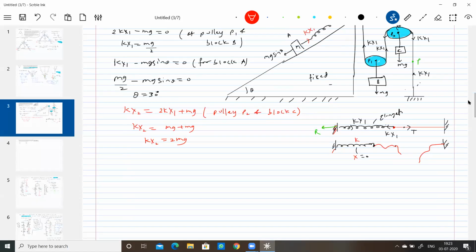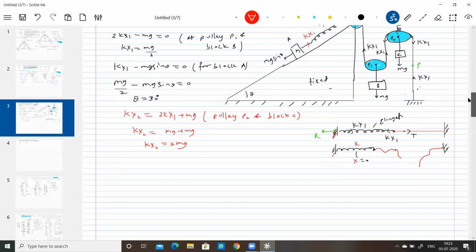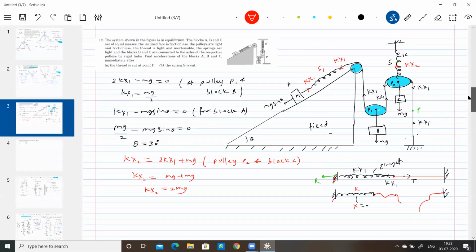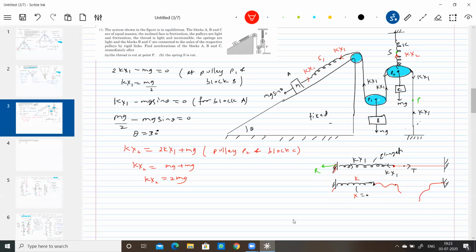See, all these questions are not something to solve within 2 minutes. Of course, they need time. All these are learning questions, not something to test a student, just for learning purposes here. So first case, I'm starting the first case here. Thread is cut just after, thread is cut at point P.